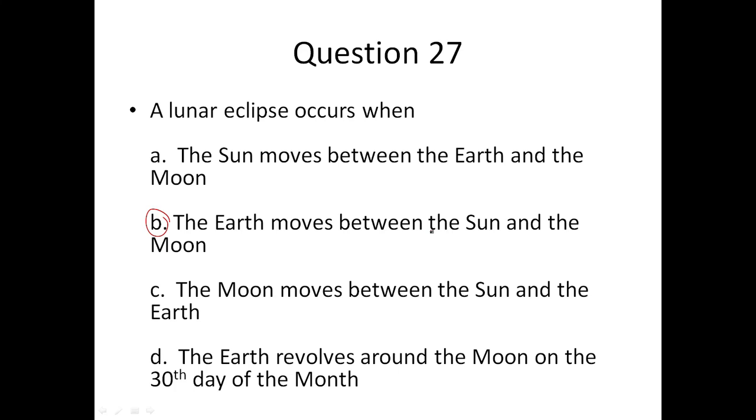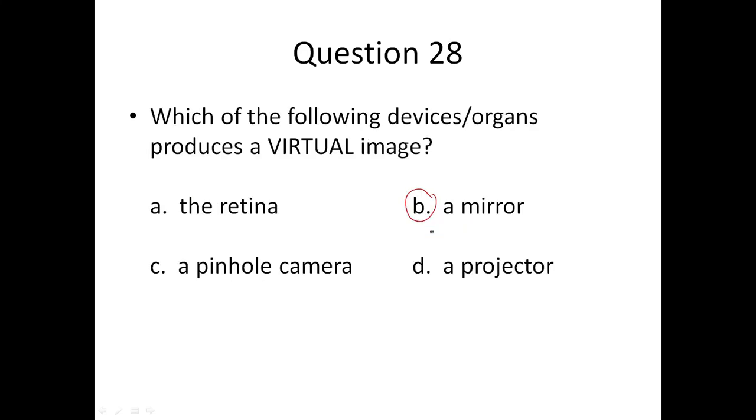Question 27. A lunar eclipse occurs when B, the earth moves between the sun and the moon. A is dead wrong, the sun doesn't move. The earth will never revolve around the moon, so D is wrong. So A and D are definitely out. C, the moon moves between the sun and the earth, is actually a solar eclipse. So B is the lunar eclipse.